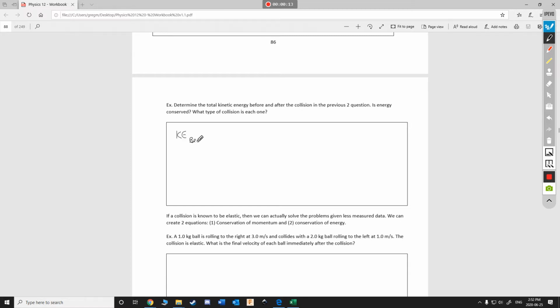KE before. So before, it's just this bullet that is moving. The previous two questions, we're not looking at the initial when the gun shot it. We're just looking at when it's hitting the block. So we have 1/2 times our mass, 0.050 kilograms, and our speed of the bullet is 300 meters per second. We're going to square that. So 300 squared multiplied by 0.05 divided by 2. The energy of this bullet is 2250 joules.